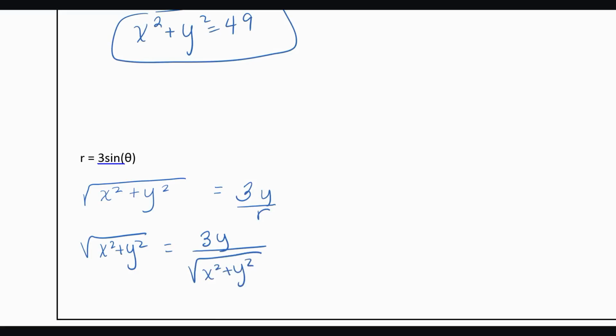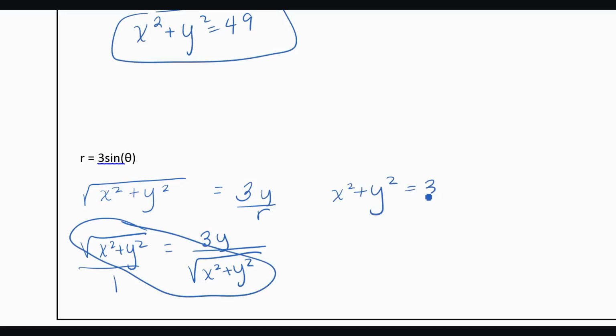Now, if we want to clear this out of the denominator to make it a little simpler, we could think of cross multiplying here. So we would have the square root of x squared plus y squared times the square root of x squared plus y squared, where the square roots would cancel out. So we'd get x squared plus y squared equals 3y. Okay, and that would be about as simple as we can get it. So that would be our equation in rectangular form.